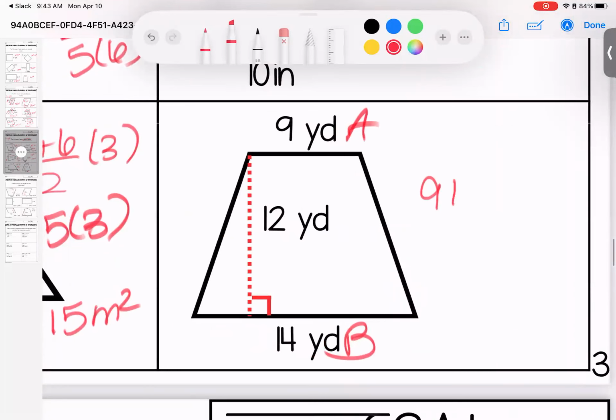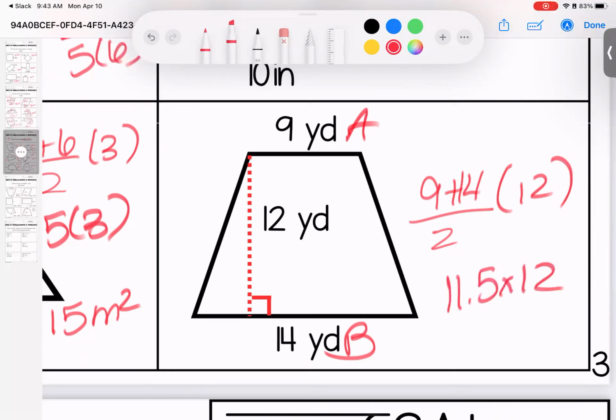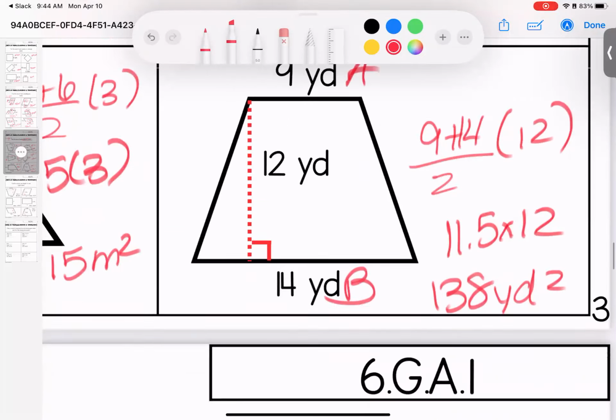Last one. A plus B divided by 2 times the height. 9 plus 14 gives you 23. Cut it in half. It's not pretty. It is a decimal, but that's okay. 11.5 times 12 gives you a whole number answer of 138 yards. It's really good to practice those decimals, okay? Make sure you're putting them in the right spot. If you need any help reviewing your decimals, let me know in class, okay?